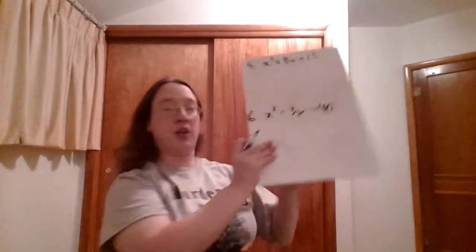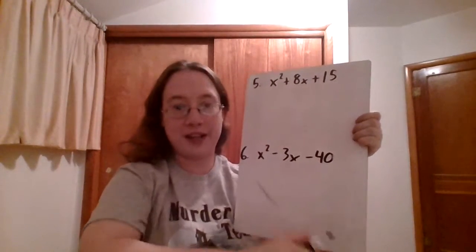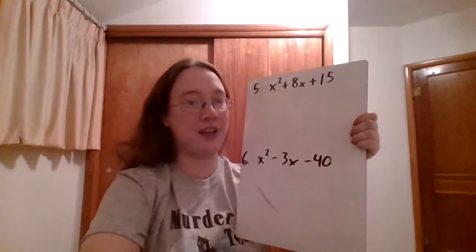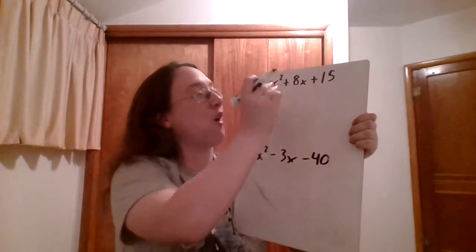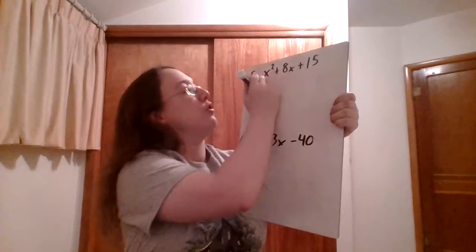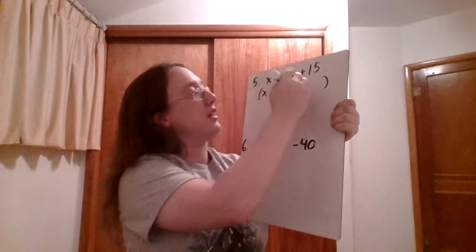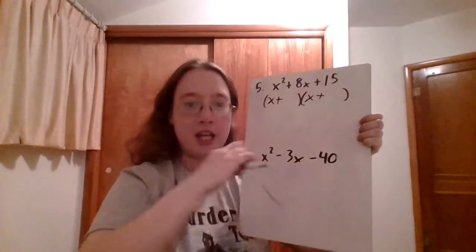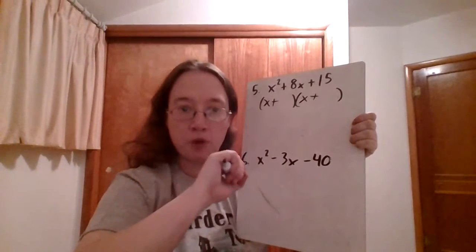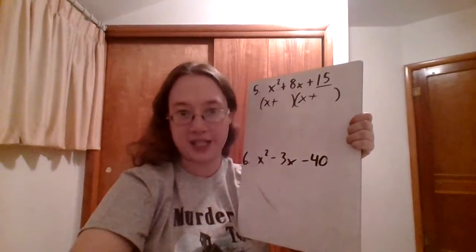Alright, so once you got that, the first thing we want to do is figure out whether we have two positives, two negatives, or one of each. So if I've got an x squared plus an 8x plus a 15, and I want to factor that, that's positive and positive, so everything is going to be positive. So I'm going to have an x plus something and an x plus something. And remember, we're looking for things that multiply to our last number. So we're looking for factors of 15.